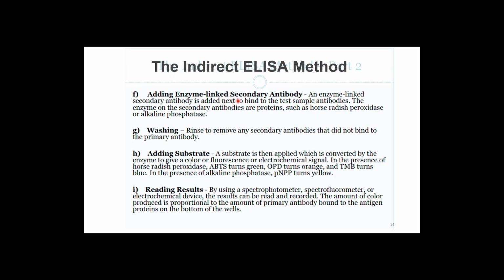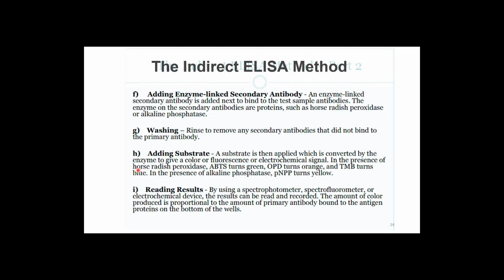Then we add the enzyme linked secondary antibody. The enzyme linked secondary antibody will go and bind to the primary antibodies. Again, a washing step is present also to ensure that there is no non-specific interaction of the secondary antibody to the plate, to the wells. Then we add the substrate of the enzyme, which gets converted to the product and gives out a visual readout.